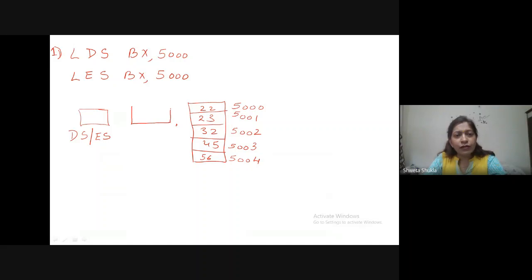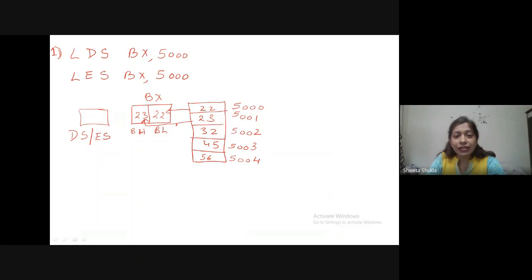Now we have one more register, which is the BX register. Since we know that we have BH and BL here, these are the two 8-bit registers. So first 22 will go to the BL register, then 23 will go to the BH register. We will store 22 here and 23 here. After we transfer the data from the memory location 5000 into the BX register, then what will happen?